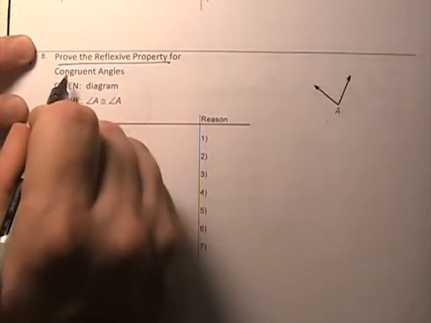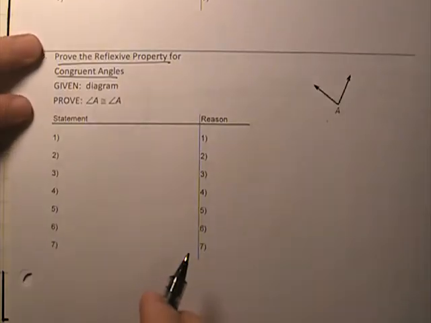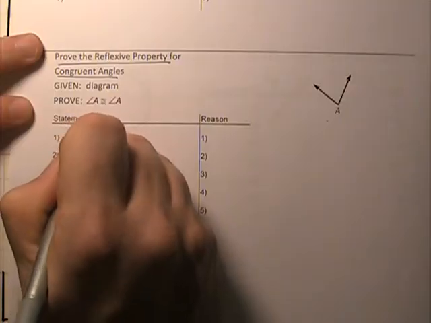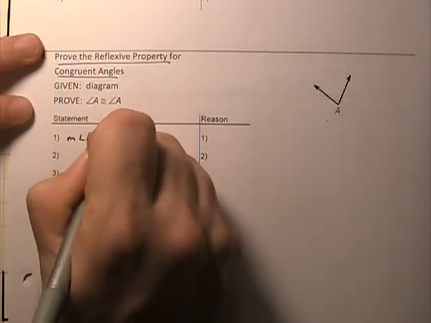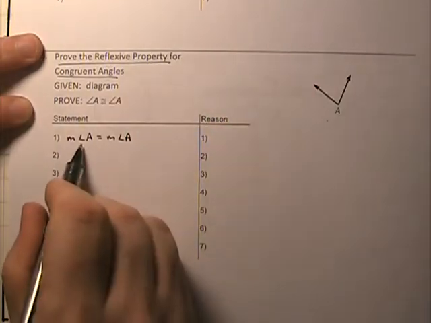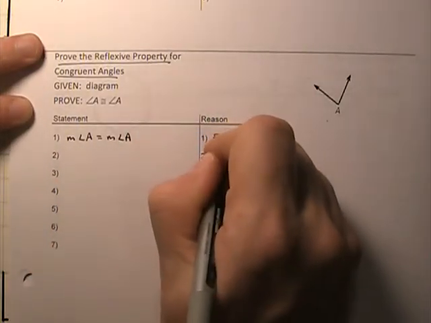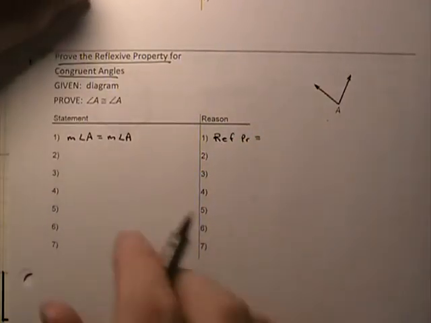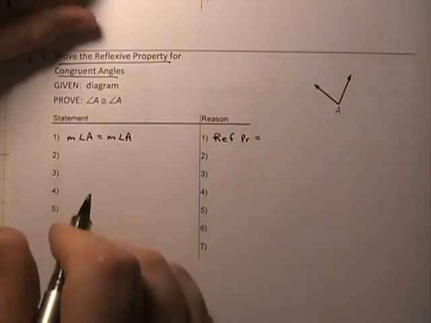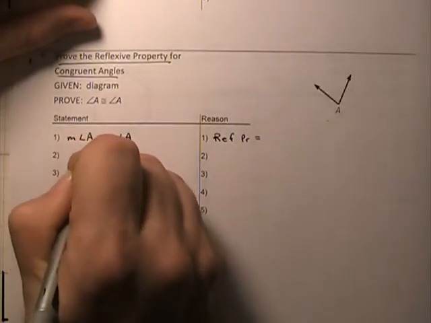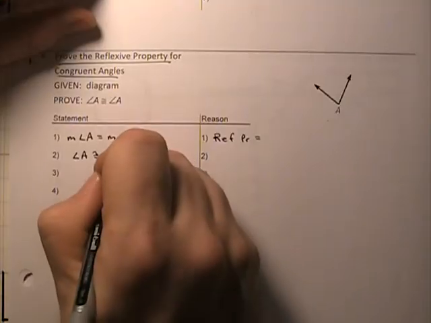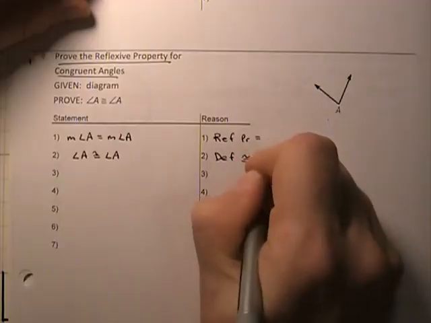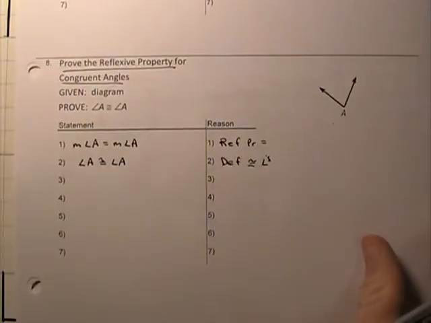Proving the reflexive property, if you remember when we did it for segments, we started off with a reflexive equality. So the measure of angle A equals the measure of angle A. You can always say two numbers are equal because of the reflexive property of equality. And when the measures of two angles are equal, then the angles are congruent. And that's the definition of congruent angles. So, not too bad.